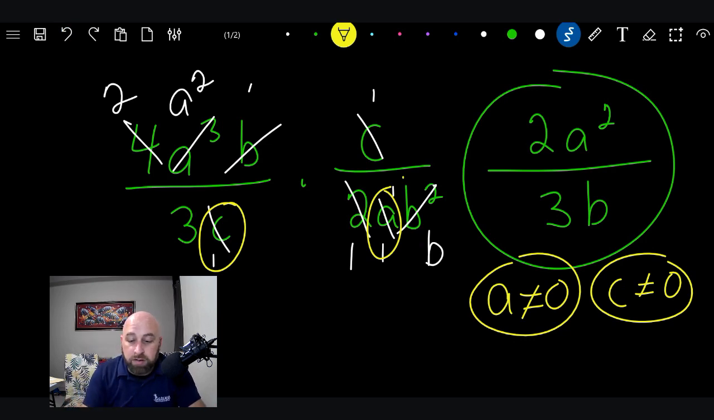So there's your answer. 2a squared over 3b. A does not equal 0 and C does not equal 0. Those are your answers right there. And we got the same answer that the book got if you want to look there. We did get the same answer, even though we did it just slightly different.